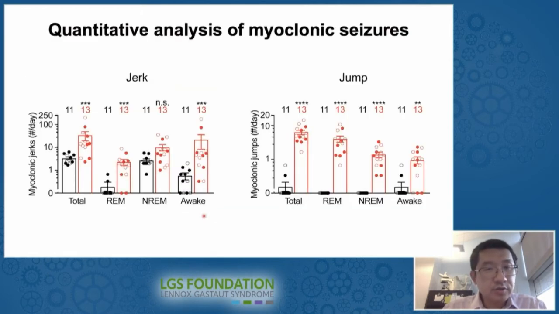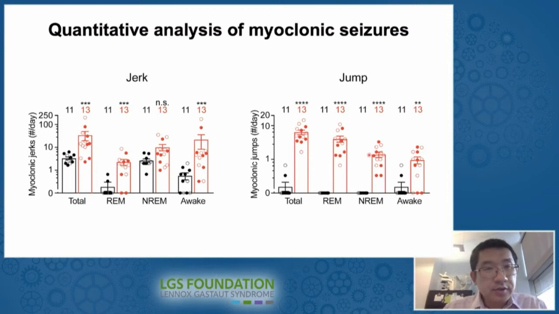So here's the quantification, whereas the jerk happens in both. Some of these jerks are probably physiological jerks that we all experience, so you will see them in the wild type animal. But the mutant clearly has a lot more of those events. For the jump, as I said, this doesn't happen in wild type animals, particularly during sleep, right? But this happens a lot in the mutant animals.